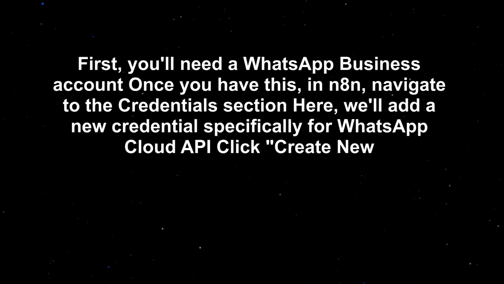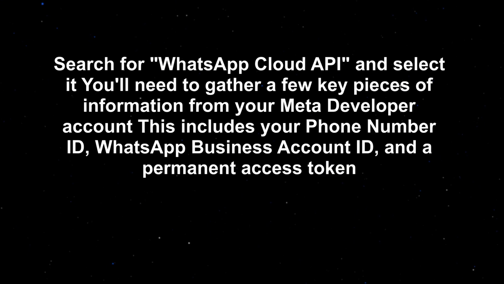First, you'll need a WhatsApp business account. Once you have this, in N8n, navigate to the Credential section here. We'll add a new credential specifically for WhatsApp Cloud API. Click Create New. Search for WhatsApp Cloud API and select it.